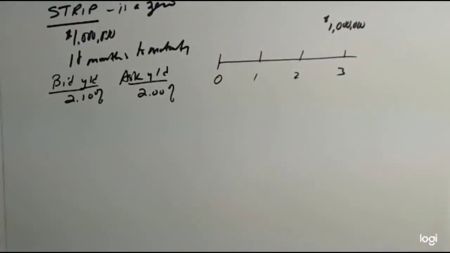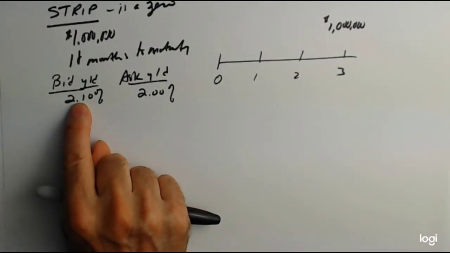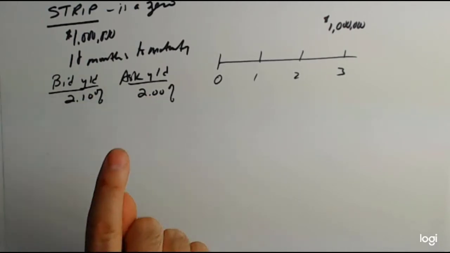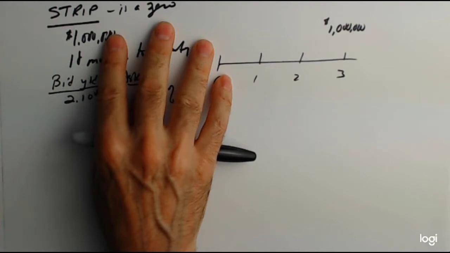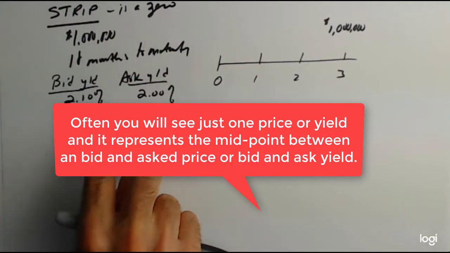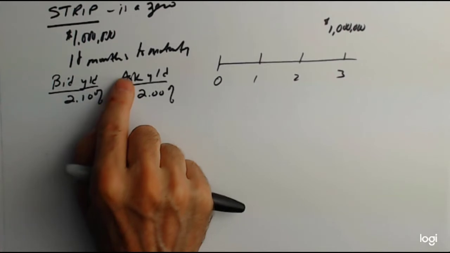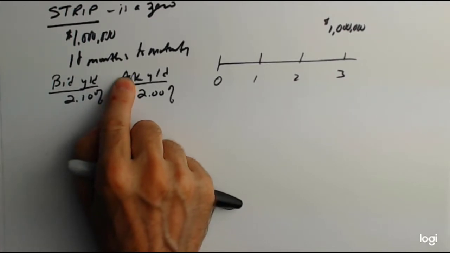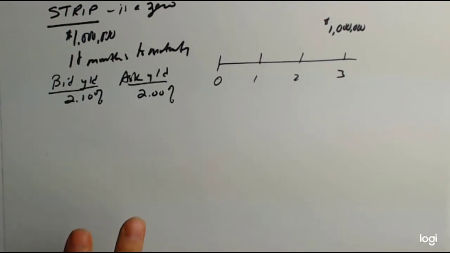Now, back to the example here. Why do I have a bid yield and an ask yield? Well, these securities are sold by dealers. Nearly all securities are sold by dealers. You may see one price, but there's really two prices. The bid price is what the dealer is willing to buy for, and the ask price is what the dealer is willing to sell for. And there's usually a spread, so they buy cheap and sell high.